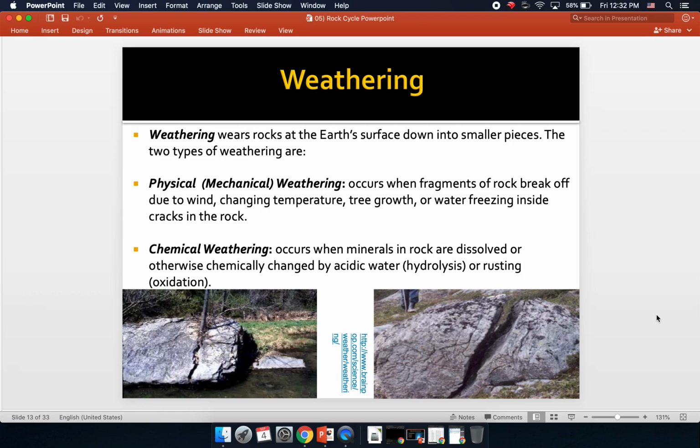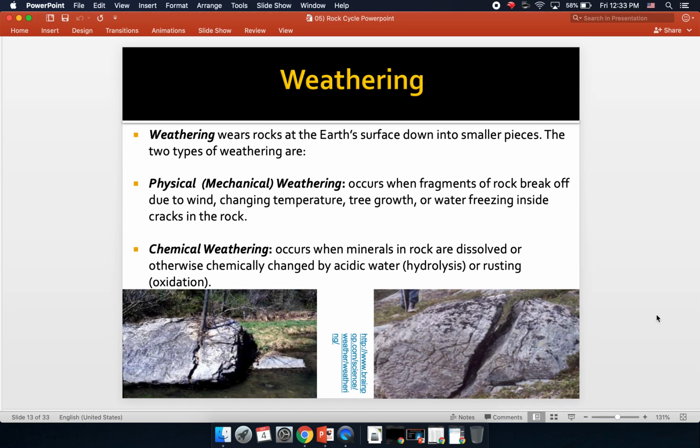We have physical, otherwise known as mechanical weathering, which occurs when fragments of rock break off due to wind, changing temperature, tree growth, water freezing inside cracks in the rock, and sometimes by other means. Chemical weathering occurs when minerals in the rock are dissolved or otherwise chemically changed and broken down by acidic water or rusting.